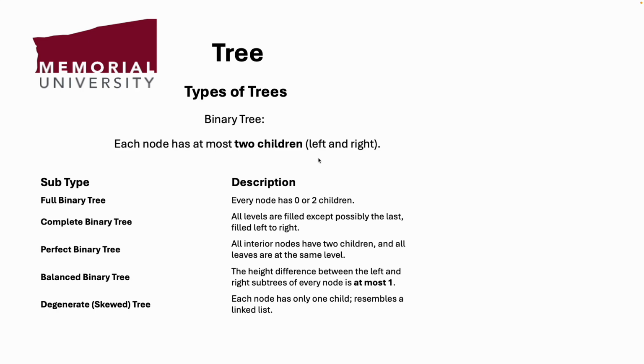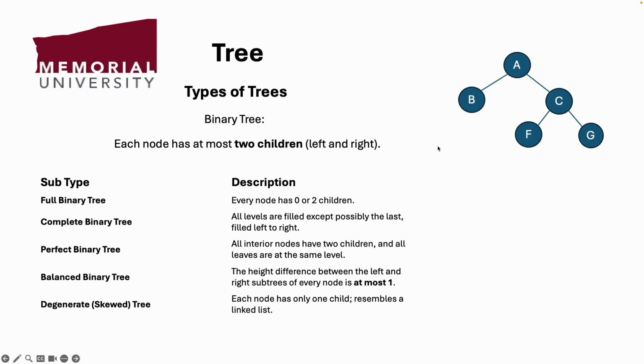Let's see some real examples of these subtypes. First, let's look at this tree. What do you think of this tree? We call it a full binary tree, right? Each node has 0 or 2 children. For example, B, F, G have no children. A and C have 2 children.